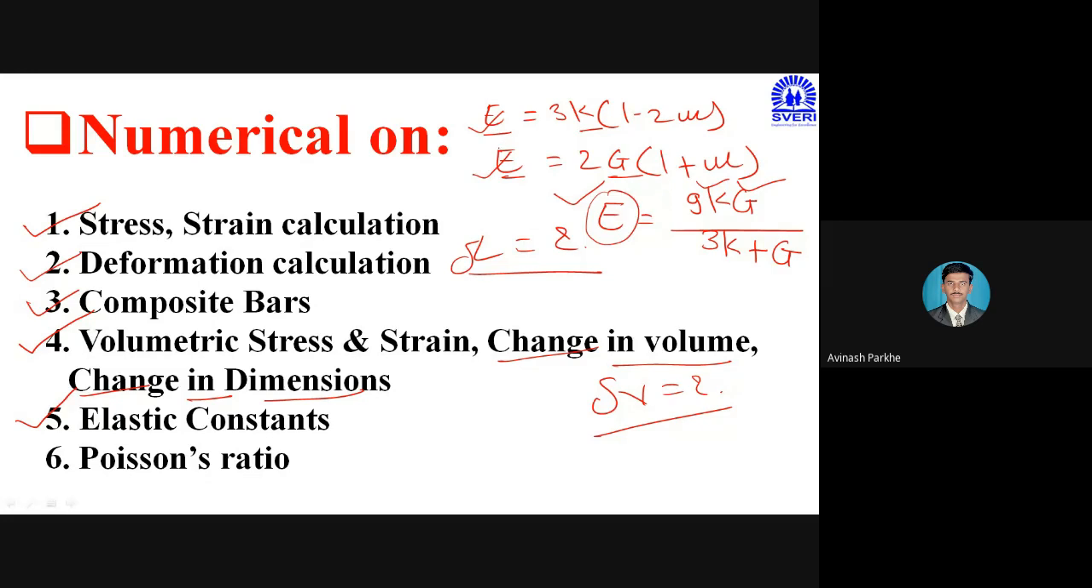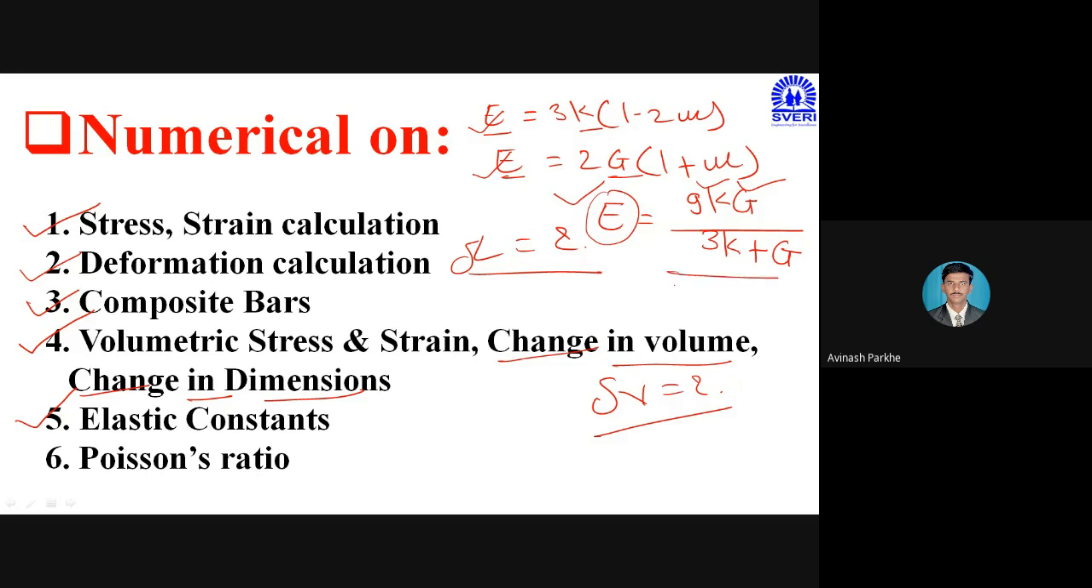The relation between E and K represents the following formula. So four formulas will be given to you, and out of those four, we have to choose the correct answer. That is, E is equal to 3K (1 minus 2 mu). Then we have to prove E is equal to 2G (1 plus mu). How is this particular formula obtained? That derivation is in your syllabus. Once that point starts, we will first derive the derivations, and only then will we go for the solution of the numericals.